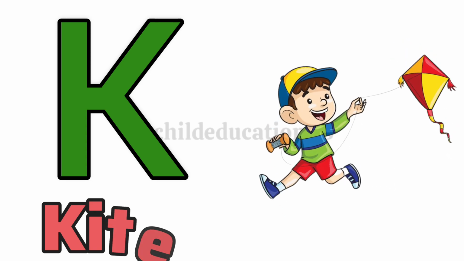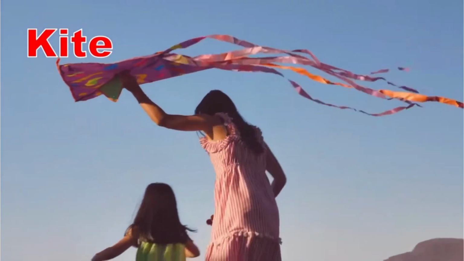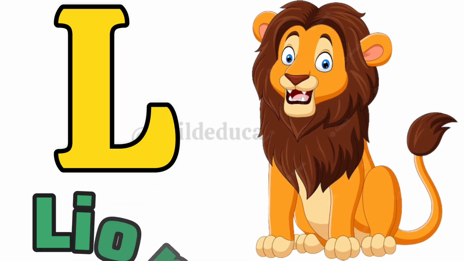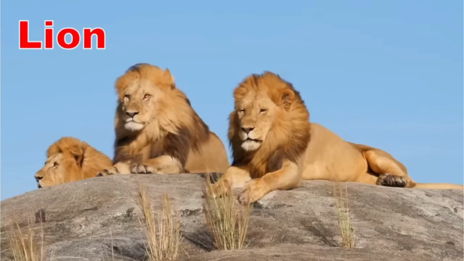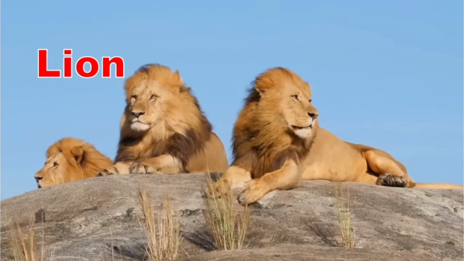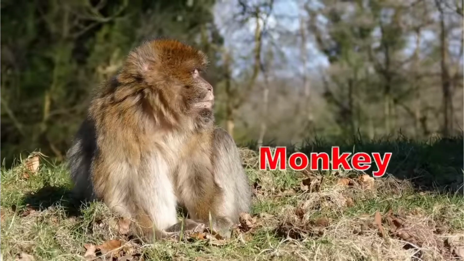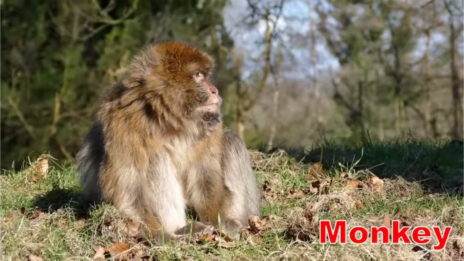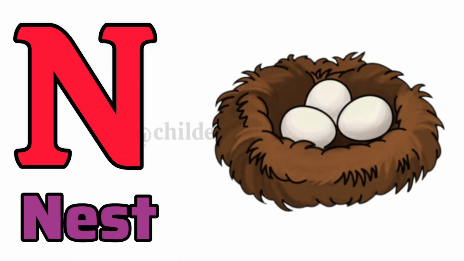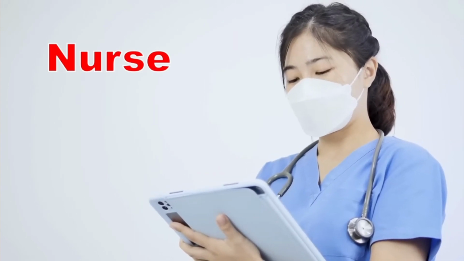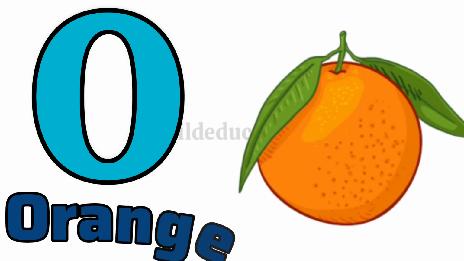K. K for kite. Kite. L. L for lion. Lion. M. M for monkey. N. N for nest. Nest. O. O for orange.